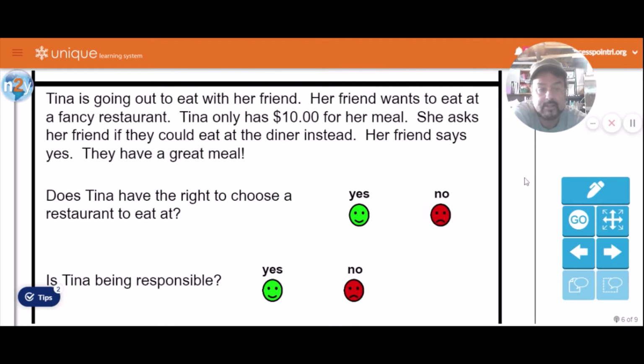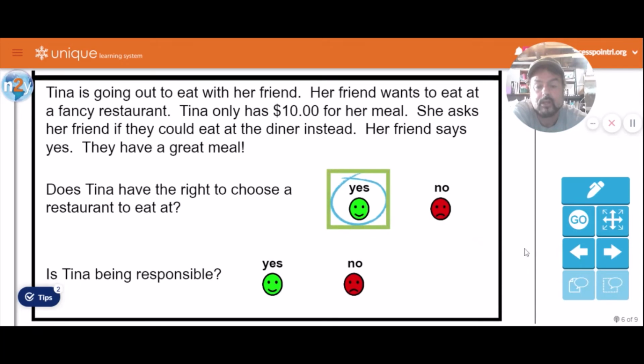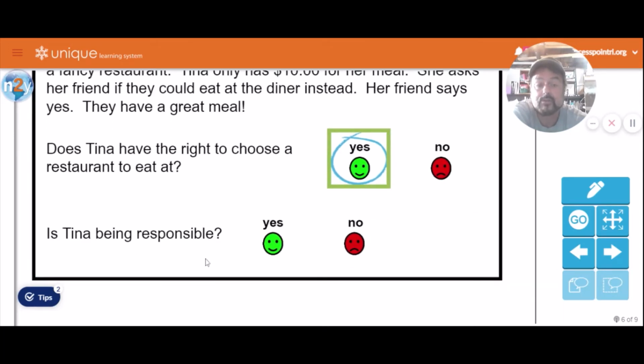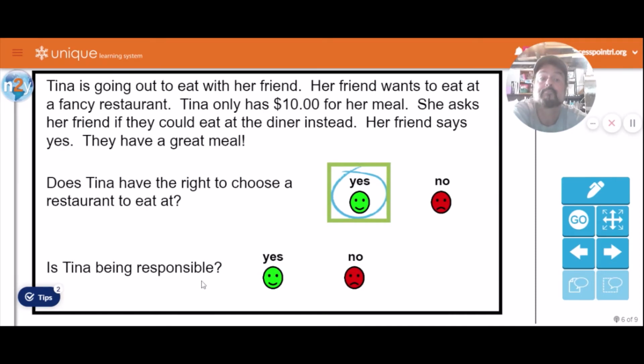Tina is going out. It's the same two people, but a slightly different scenario. Tina is going out to eat with her friend. Her friend wants to eat at a fancy restaurant. Tina only has $10 for her meal. She asks her friend if they could eat at the diner instead. Her friend says yes. They have a great meal and Tina is able to pay because a diner is cheaper than a fancy restaurant. Does Tina have the right to choose a restaurant to eat at? Just like before, yes, she does. Is Tina being responsible this time by choosing a restaurant that she can afford? Yes.